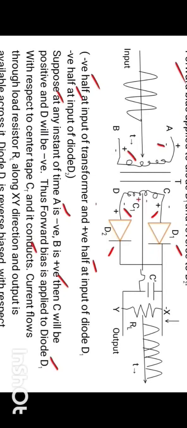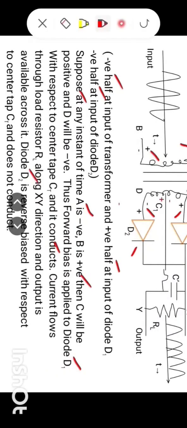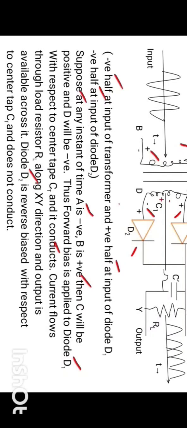Current flows through load resistance RL along XY direction and output is available across it. Diode D2 is reverse biased with respect to center tap C1 and does not conduct. So therefore no current flows through RL due to diode D2.